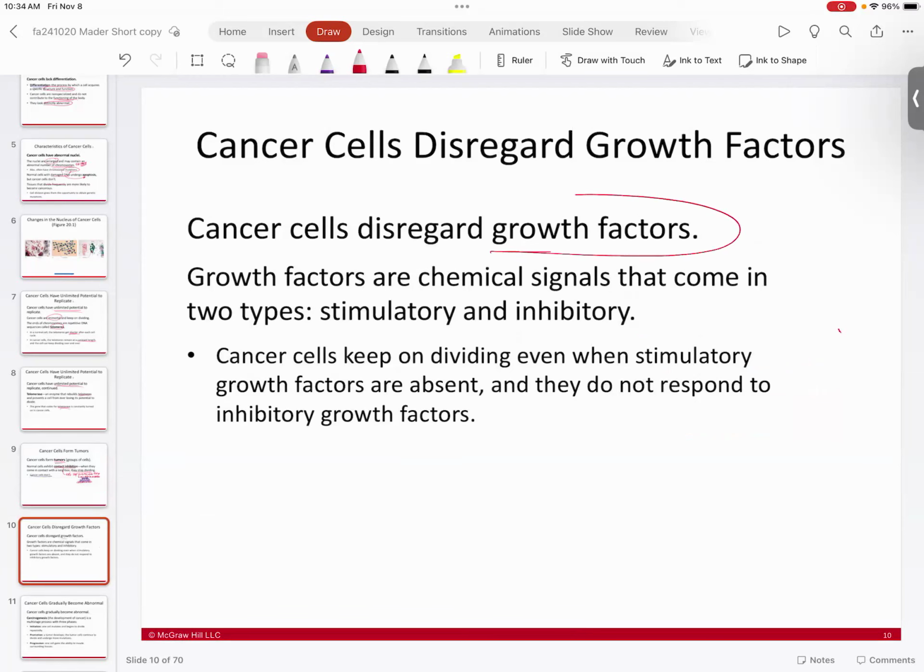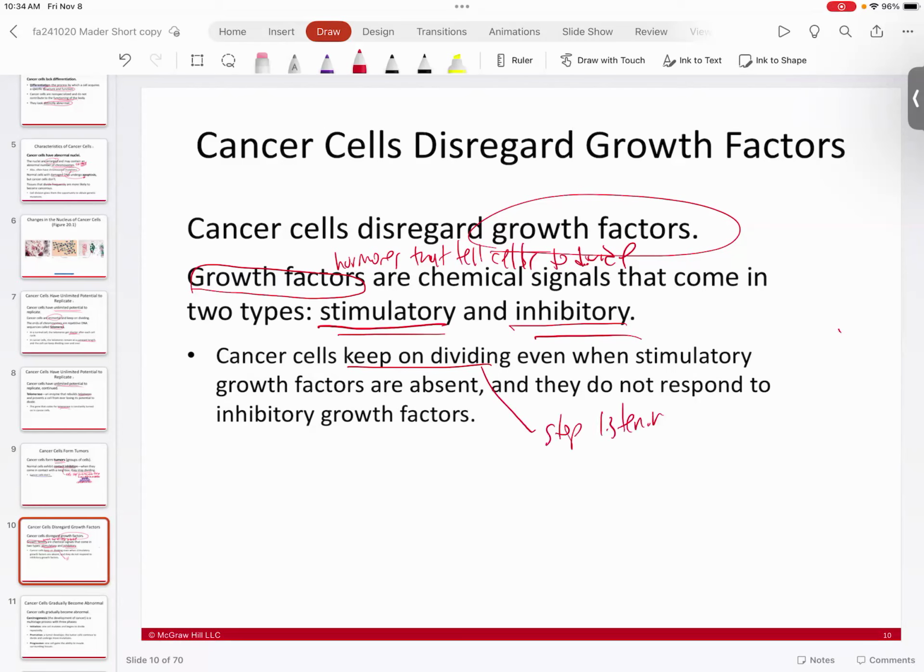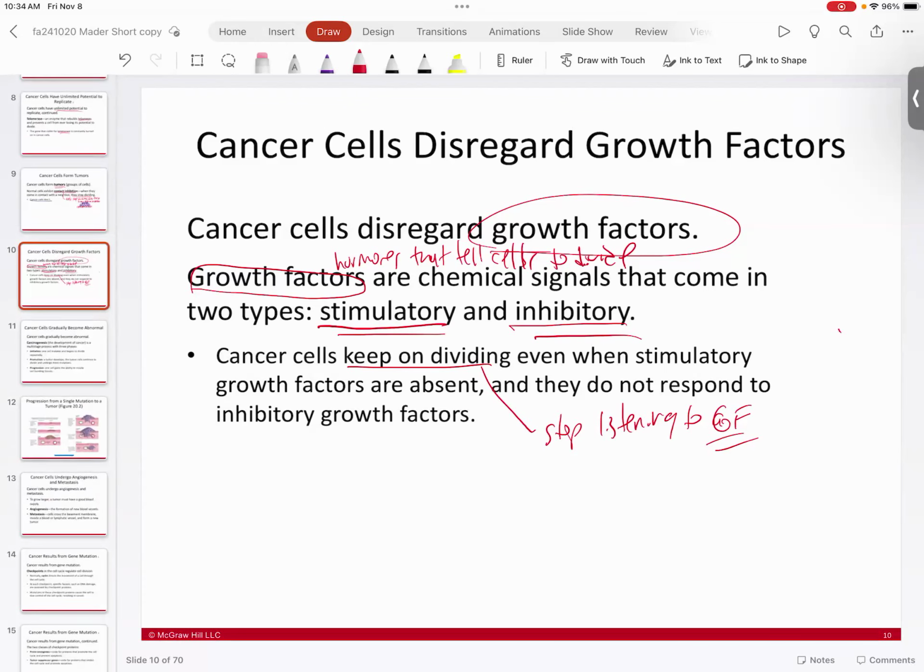They also will disregard growth factors. Remember, growth factors basically are the hormones, usually, that tell cells to divide. So this is your control. This is your regulatory voice. This is the boss instructions, telling a cell to do what it needs to do. And generally speaking, you have two different types of growth factors, one that will stimulate and one that will inhibit cell cycle. Cancer cells, however, keep on dividing and they stop listening to the cell cycle control. They stop listening to your growth factors. And it's your growth factors, basically, that helps regulate your cells and keeps your cells from kind of running out ahead and building up too much.